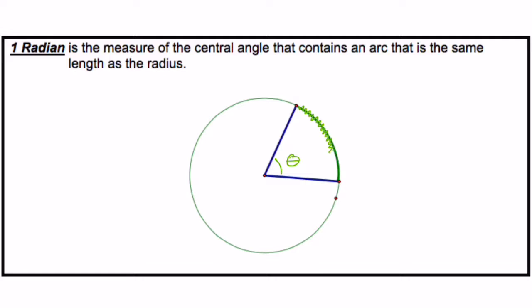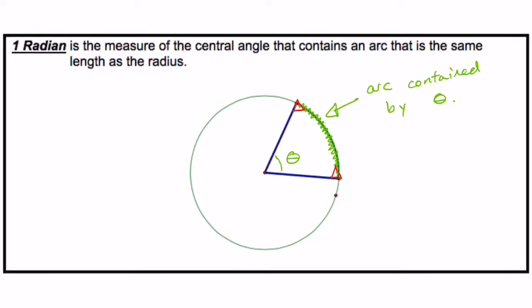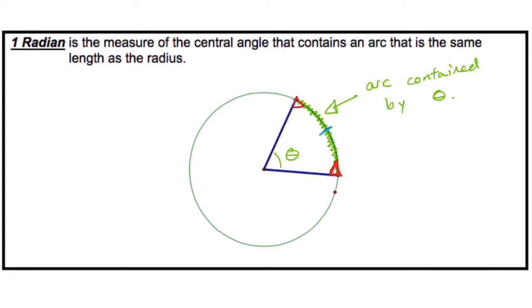So it's kind of like the angle is a mouth, and what's inside the mouth is what it contains. So angle theta is containing that arc, and so then that angle theta is 1 radian if the arc length that it contains is the same length as the radius. So when we mark them as being equal, it's kind of like it makes an equilateral triangle.